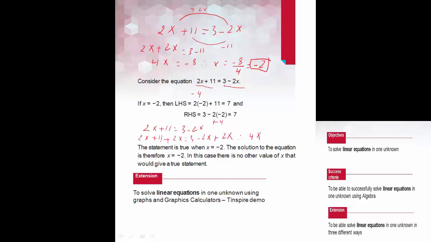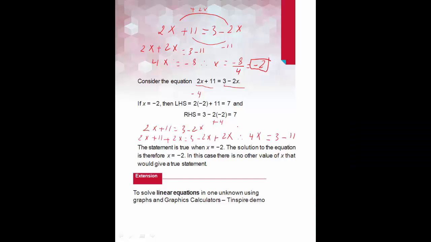and we subtract 11 and add 11, so 4x equals the 3 minus 11, because here we subtract 11 from this side, so we have to subtract 11 from the other side, which gives us 4x equals exactly like here, 4x equals negative 8, which means x equals negative 2. So both methods are actually equivalent, and whichever one you use is fine.